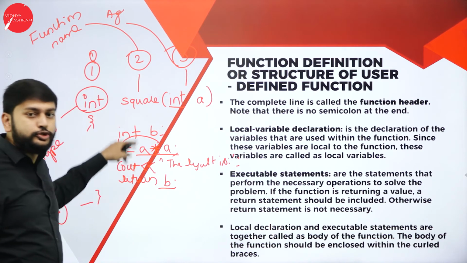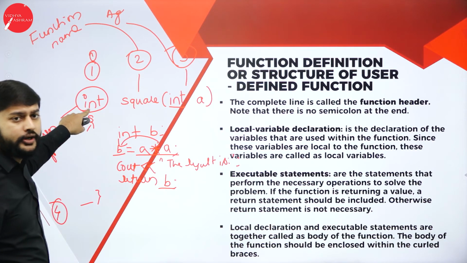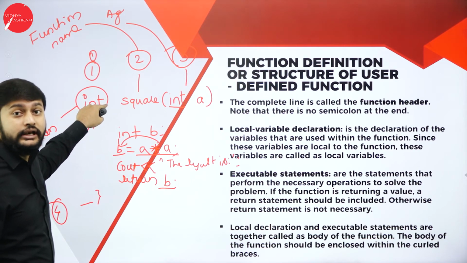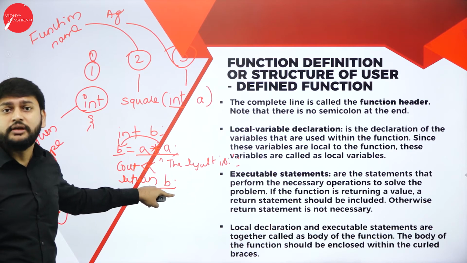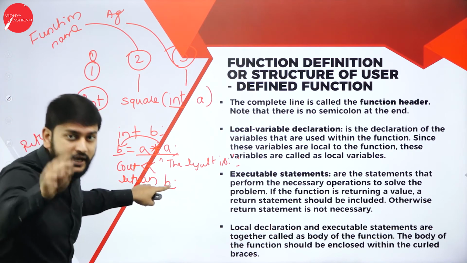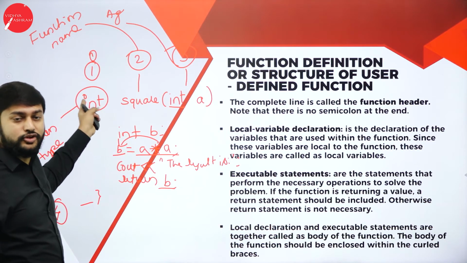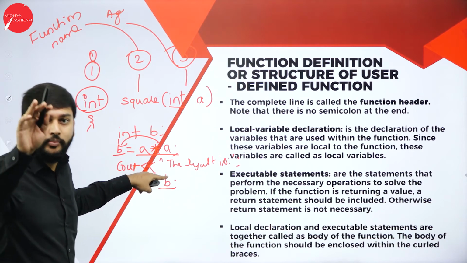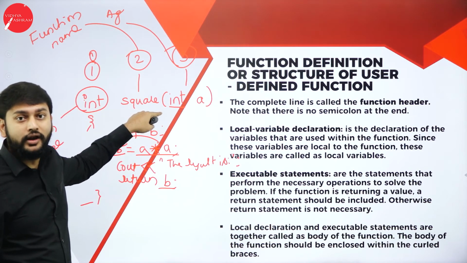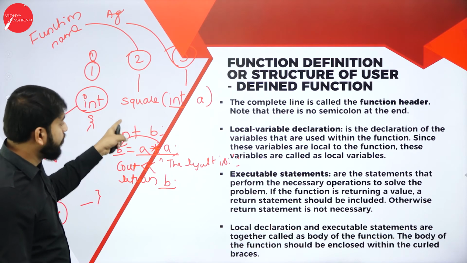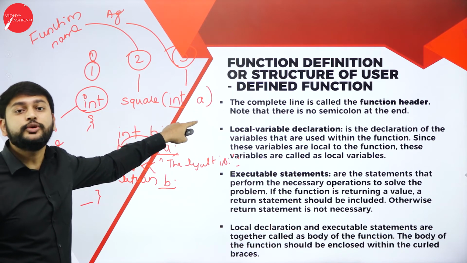So now the parts: part number 1. This is the return type. If I use int, I must return one value. I will repeat: if I use int, I must return one value. Point number 1. Point number 2, square is the name of the function. Point number 3, this is the arguments list.